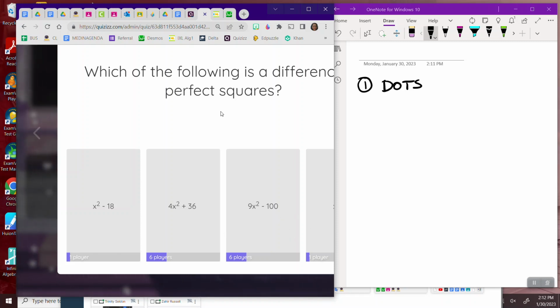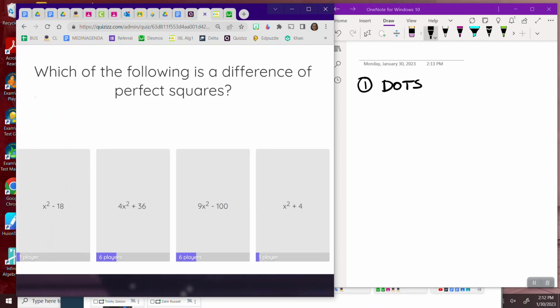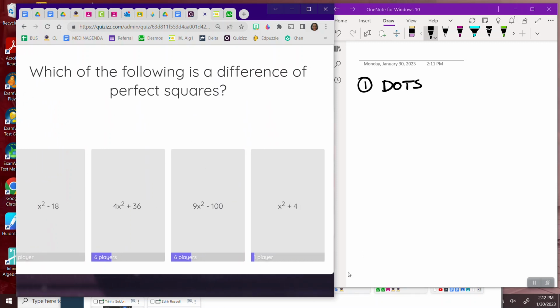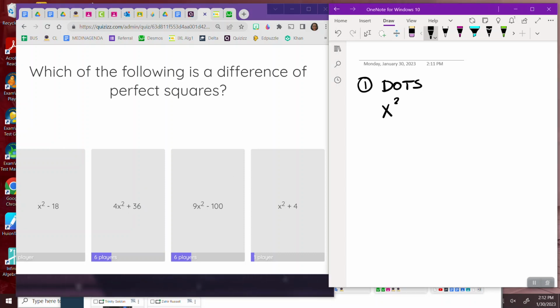This one also has a plus sign, okay? So the ones with the plus sign go away and you're left between two choices, between x squared minus 18 and 9x squared minus 100. Any questions on that part?